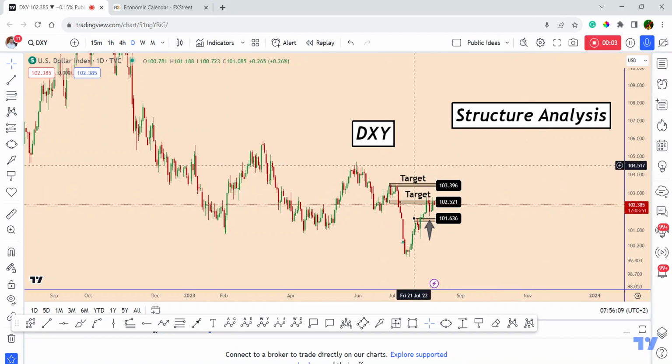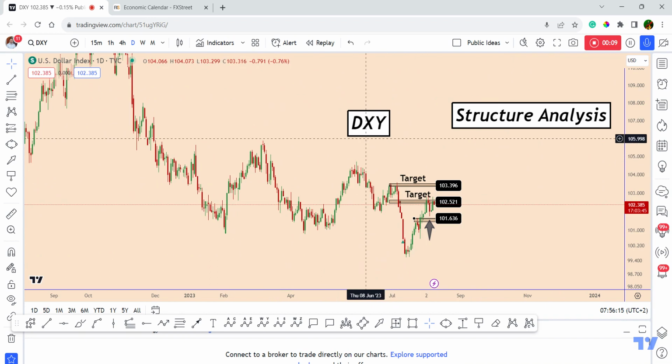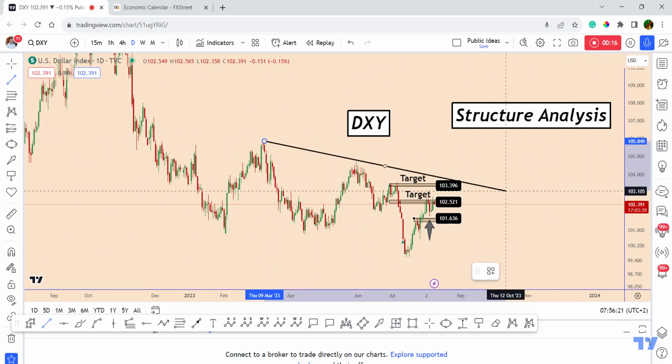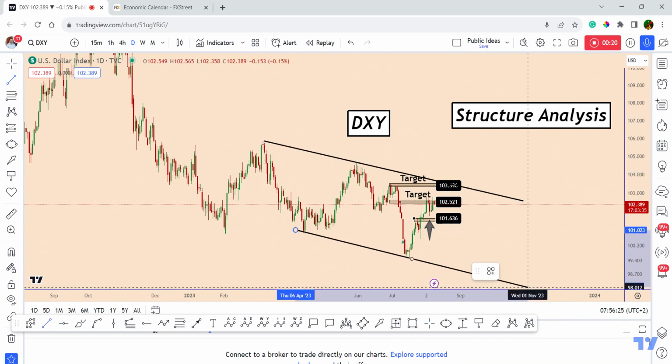Today we are going to look at dollar index, Euro USD and Euro GBP analysis. At the beginning of the week I shared an analysis related with the dollar index, and as you can see the price is still moving within this pattern here.